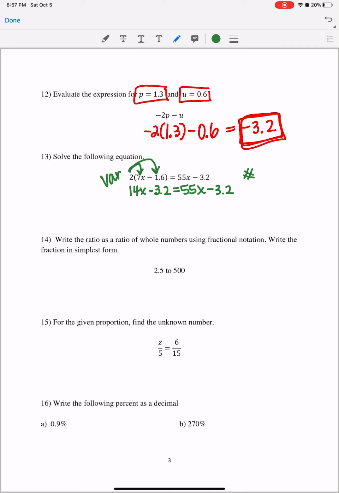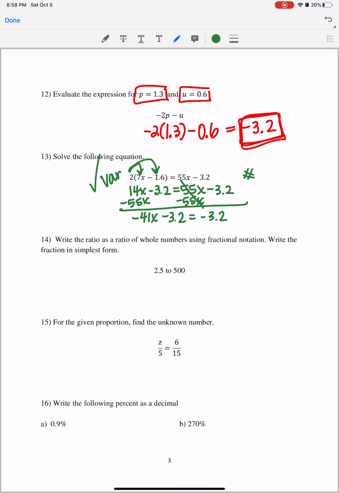Now, I like to get the variable on the left, the constant on the right, but it does not matter what you do. If I'm going with variable on the left, though, I need to move this 55x to the other side. So the opposite of a positive 55x is a negative 55x. So I'll subtract that from both sides. Cancels on the right, so 14 minus 55 gives me negative 41x. Bring down everything else that we have not used.